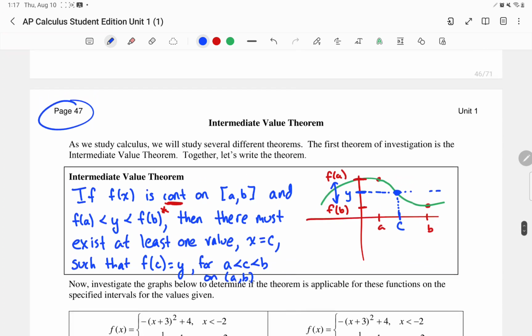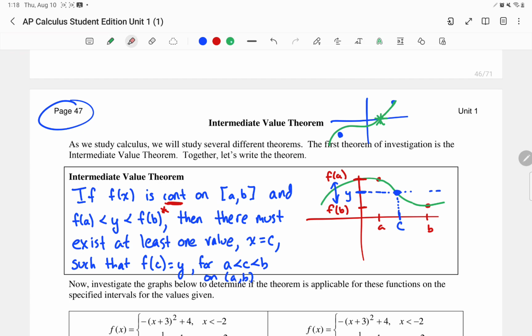Another thought is basically, if I know that I have one negative value and one positive value, and I know that this graph is continuous, well then somewhere I'm going to need to pass through 0. And that's what the intermediate value theorem is basically saying.